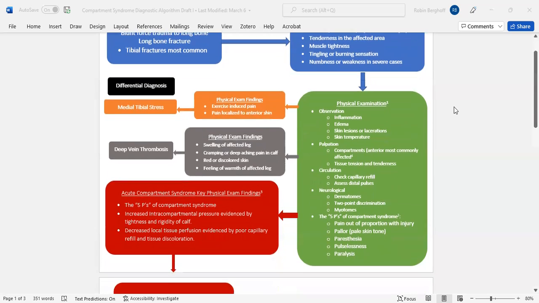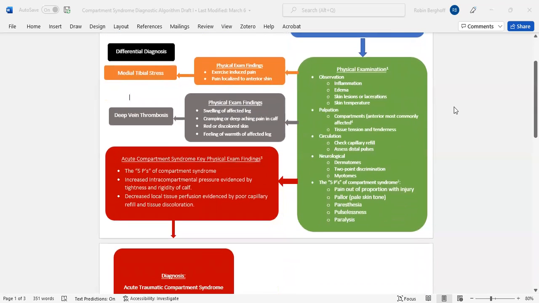Once you get past what they're telling you, you want to get into your physical exam. Observation wise, you want to see if there's any inflammation, edema, swelling, skin lacerations or lesions, especially that kicked by a cleat. The compartment syndrome is going to be your biggest concern, but you also want to watch for those lacerations or lesions because that is a potential pathway for bacteria and infection to get into the compartments, which are already very susceptible to infection.